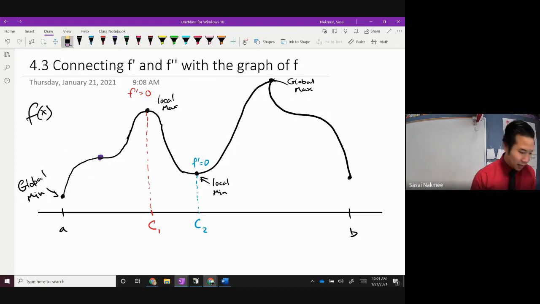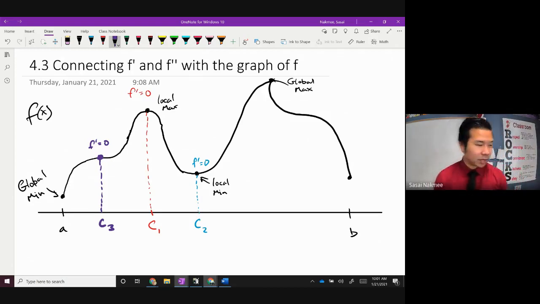And that's not actually a local minimum or a local maximum, right? That right there is just a critical point. That's also where the derivative is equal to 0. And that's another critical point. Let's call that critical point 3. That's another critical point.